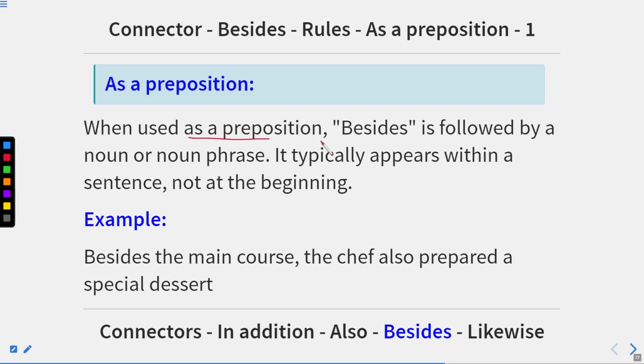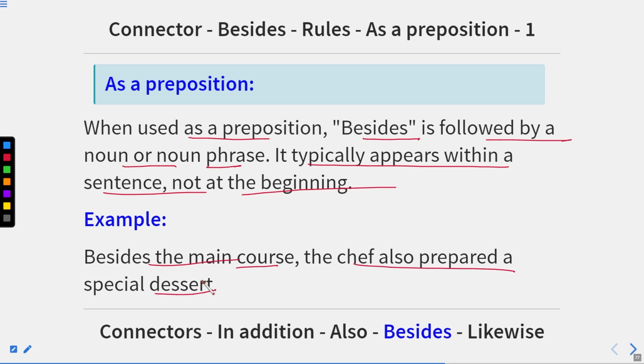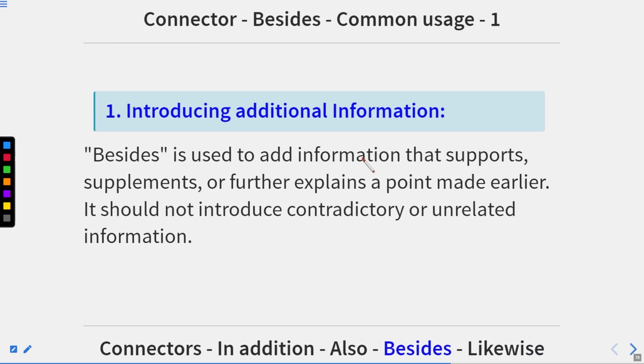As a preposition, when besides is followed by a noun or noun phrase, it typically appears within the sentence, not at the beginning. Example: Besides the main course, the chef also prepared a special dessert. So you have already seen the uses of these words in the earlier slides.